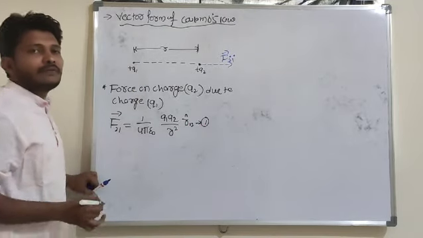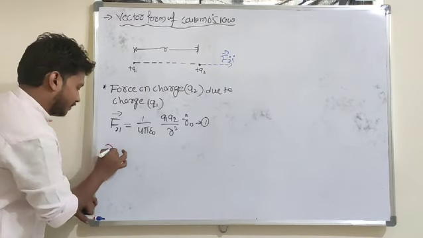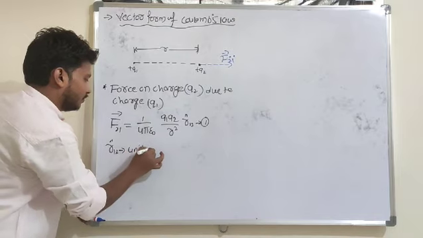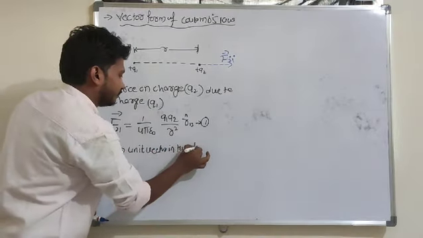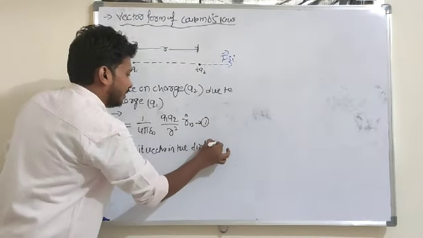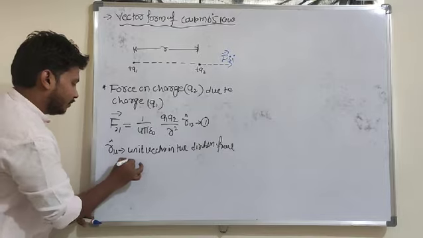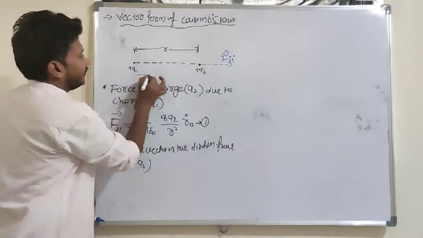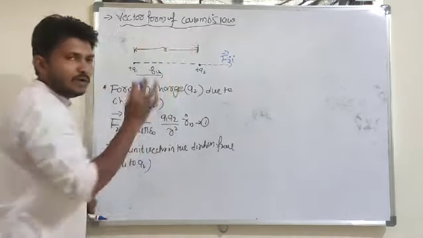What is that r cap of 12 here? r cap of 12 is nothing but a unit vector in the direction from q1 to q2. What is the direction here? The direction of the unit vector r cap of 12 is from q1 to q2.